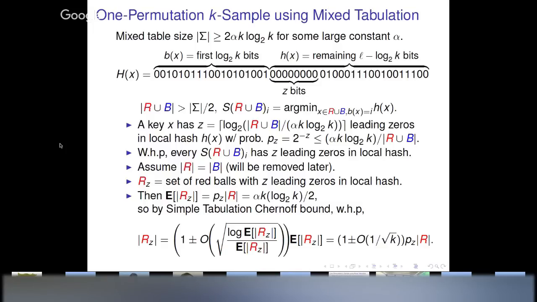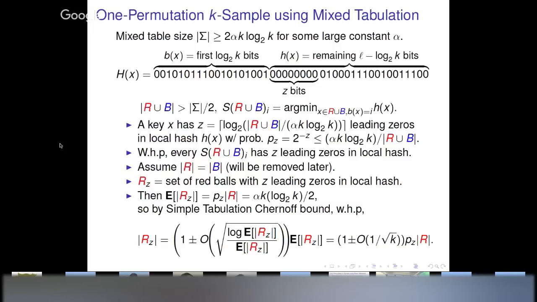But this means that the concentration of the number of red balls is like something with k log k samples. Then the error we get is basically 1 plus or minus order 1 divided by the square root of the expected number of balls we got. So it's a comparatively small error, right? With high probability, this error is basically 1 divided by square root k.